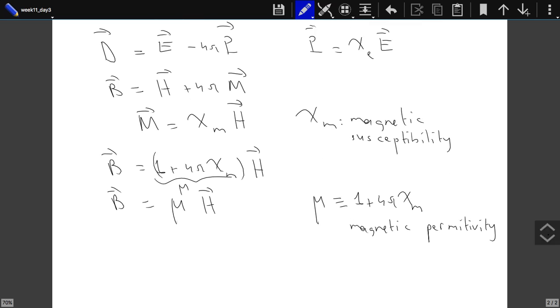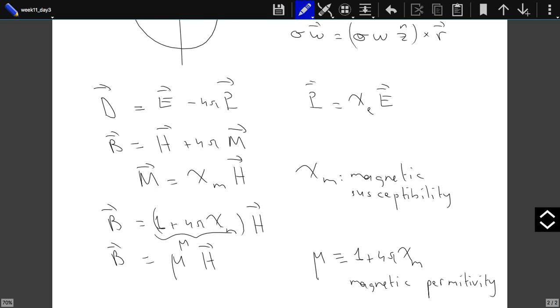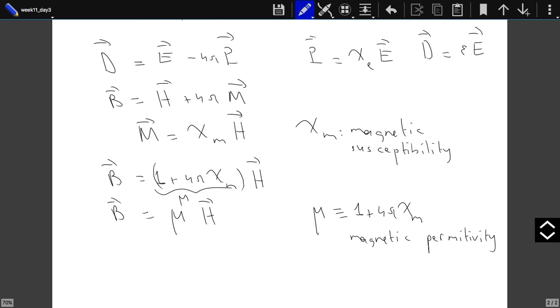So this is our new equation that gives us the relation between the D and the H field. In the case of electrostatics, we had the D field equal to epsilon times the E field. Now we have the B field, which is mu times the H field.